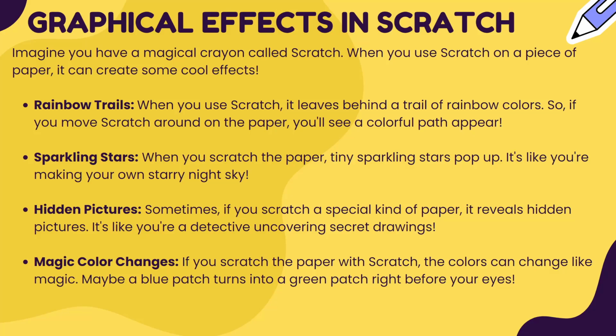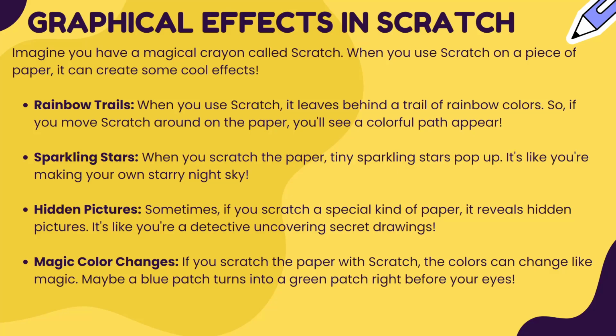What effects? Consider rainbow trails. When you use Scratch, it leaves behind a trail of rainbow colors. So if you move Scratch around on the paper, you will see a colorful path appear. What does it mean? There is a kind of effect. Imagine, this is just imagination which we are appearing Scratch doing on the paper something.